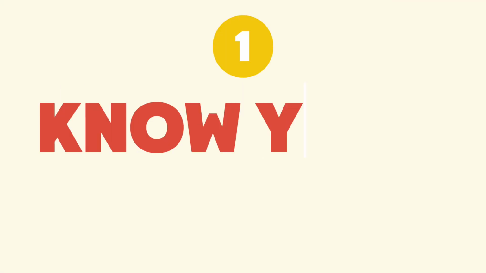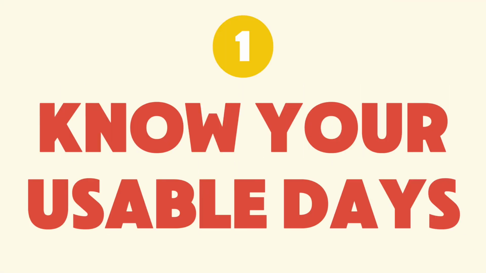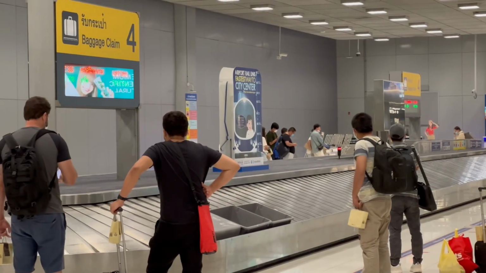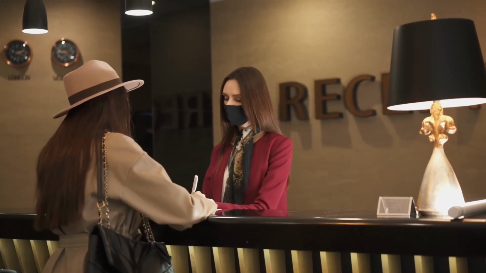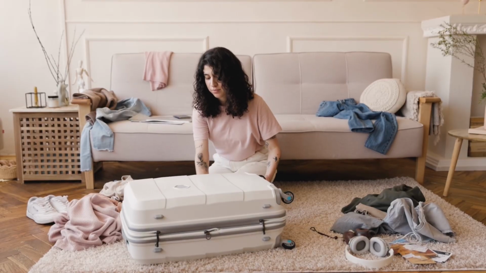Step 1. Know your usable days. Let's say you've planned a trip to Switzerland for 8 days. That sounds like a lot, right? But in reality, only 6 of those days are usable. The first and last days usually go in flying in, transferring from the airport and getting settled, and then flying out again. So we always account for those travel days when planning city stops.